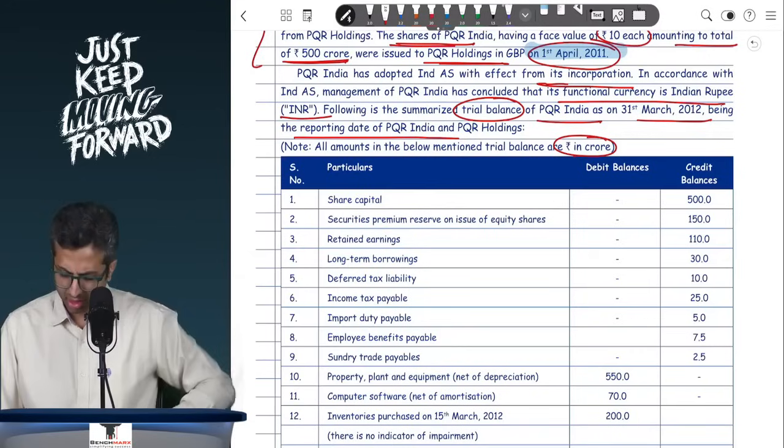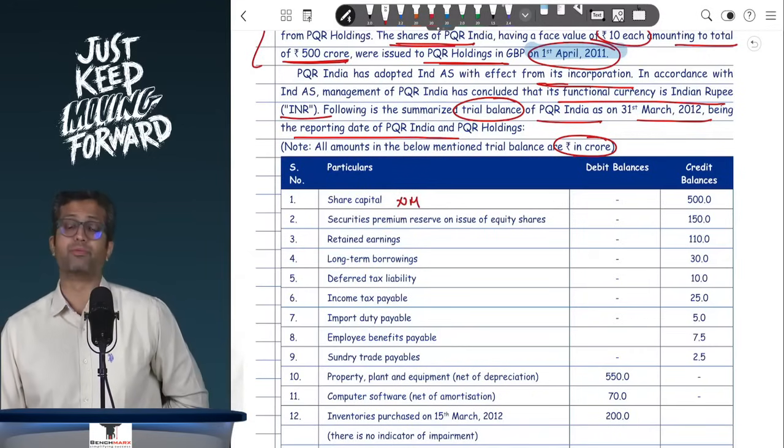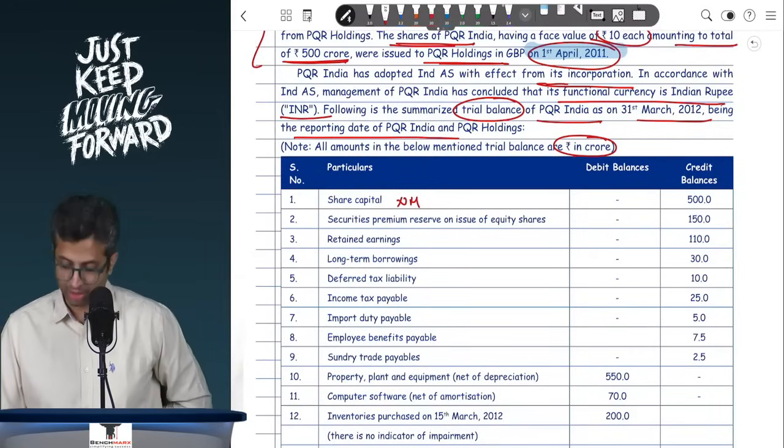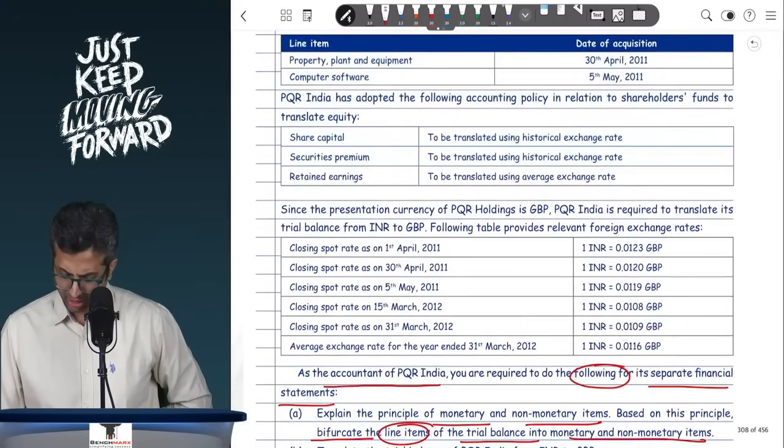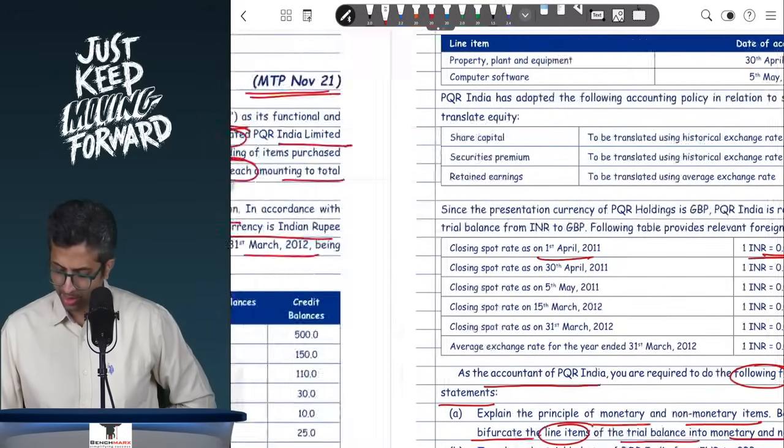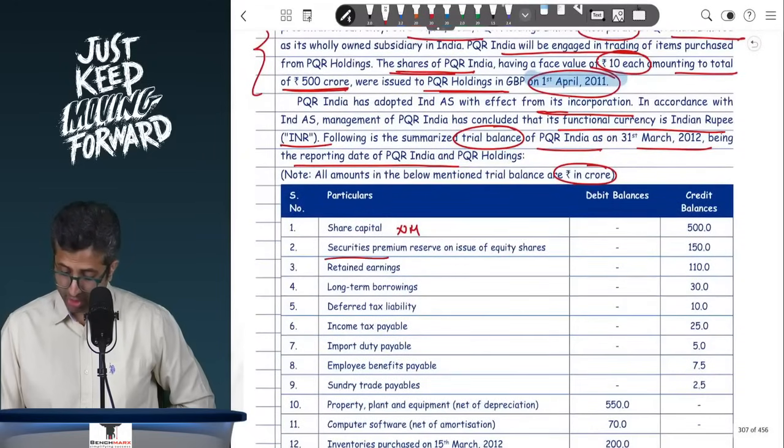Now, share capital. This is a non-monetary item and will be translated at the rate on 1st of April when it is issued. If you see, 1st April, this is 0.0123. Securities premium is also a non-monetary item, and this will be on the same date when the shares were issued. So this is also 0.0123.